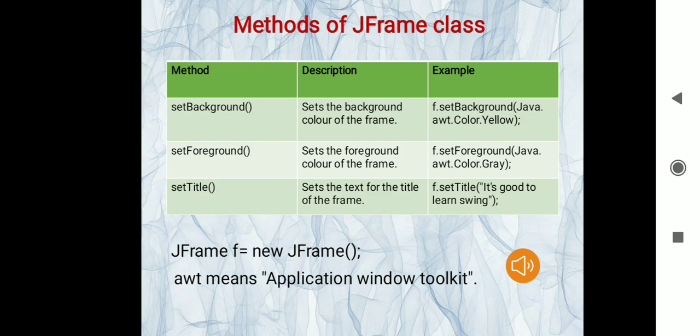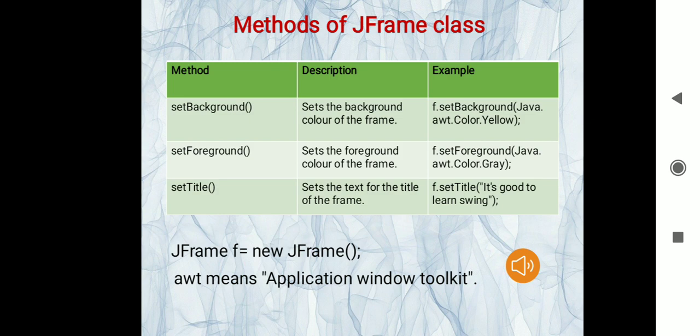Some of the most commonly used methods of the JFrame class are: the first one is setBackground, which sets the background color of the frame. Now, if you wish to set the background color as yellow for the frame with the JFrame object as f, then simply write the Java statement as f.setBackground, then within brackets write java.awt.Color.yellow.